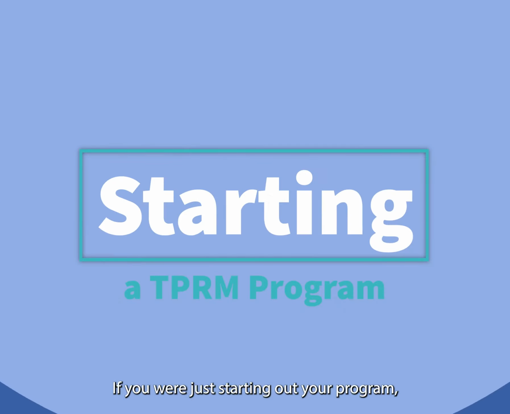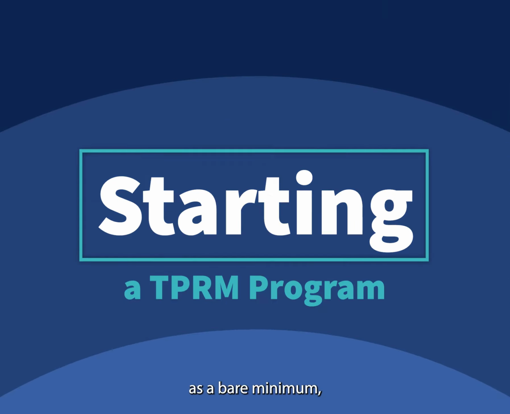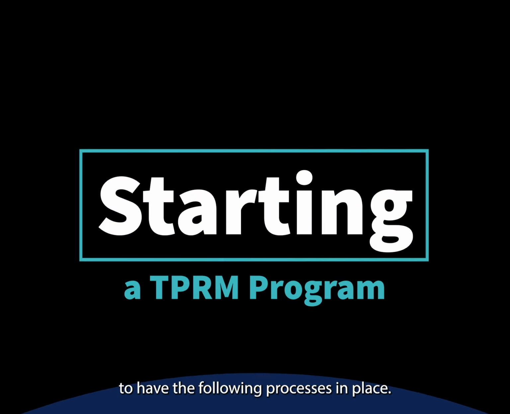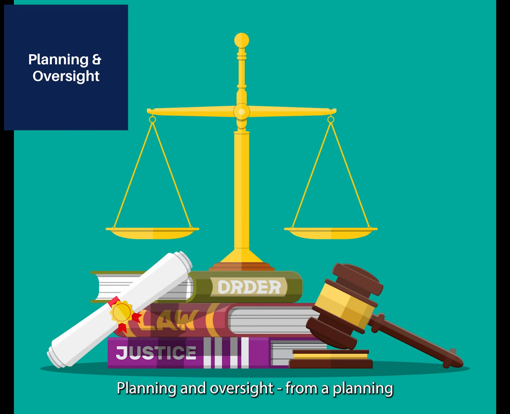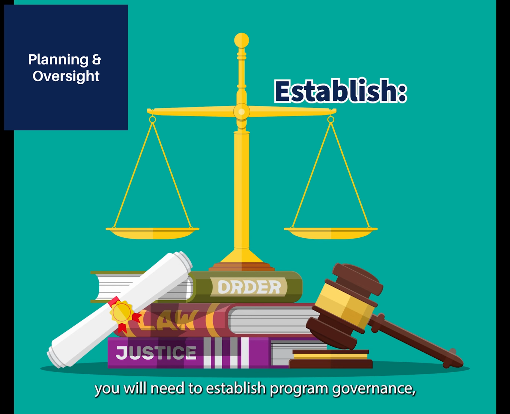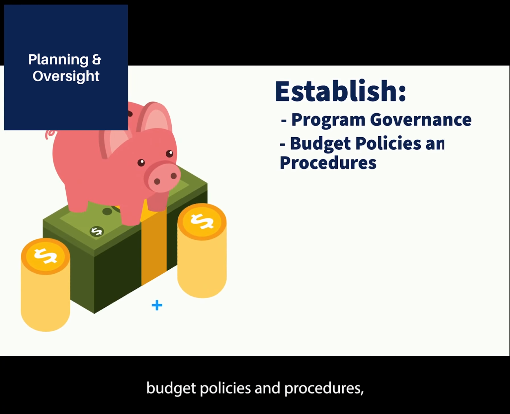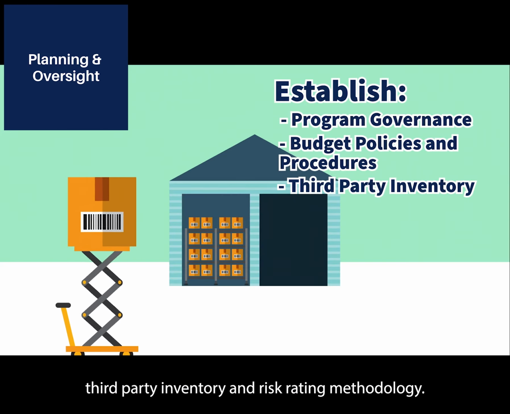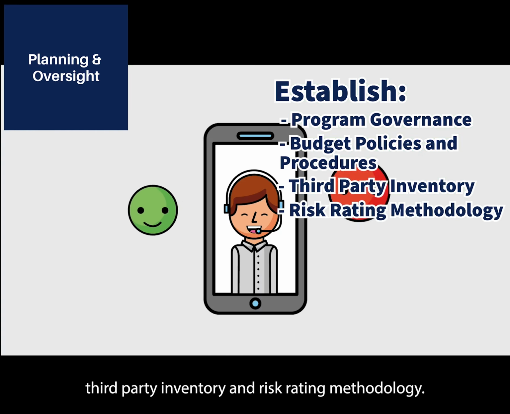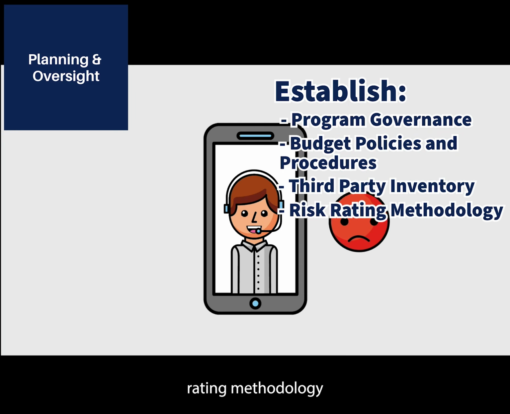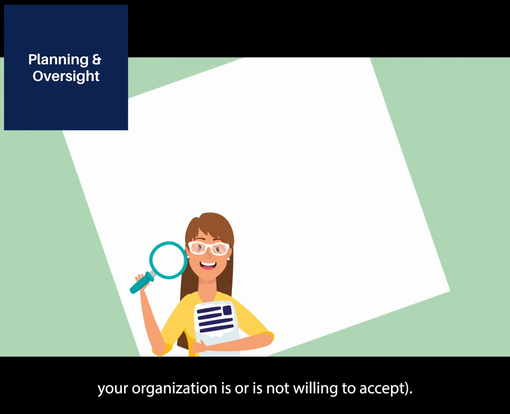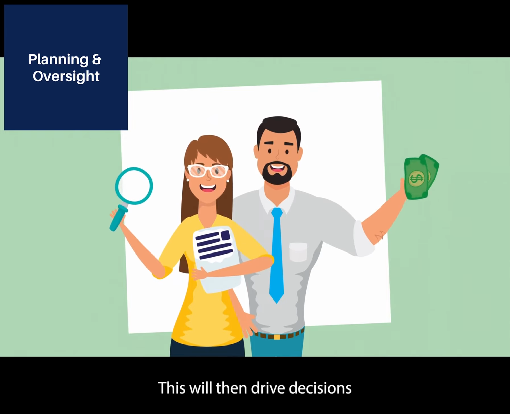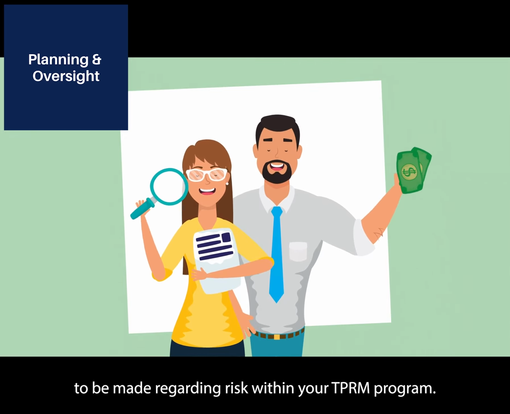If you are just starting out your program, as a bare minimum, it is best practice to have the following processes in place. Planning and oversight. From a planning and oversight perspective, you will need to establish program governance, budget, policies and procedures, third-party inventory, and risk rating methodology. Your risk rating methodology should be in line with your organization's risk appetite, or the risk your organization is or is not willing to accept. This will then drive decisions to be made regarding risk within your TPRM program.